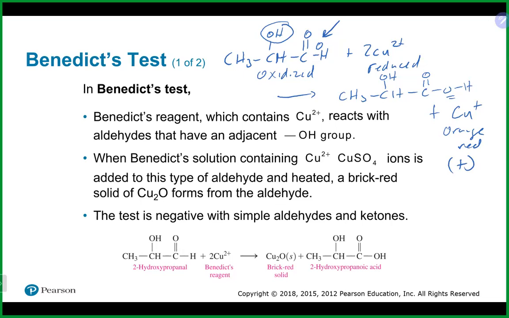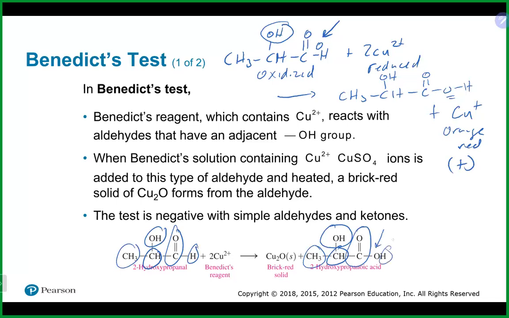Just insert the O there at the end, and that will then turn it into the carboxylic acid. Nothing else will change. It'll look exactly the same. As you can see here, there's a CH3, CH3, there's a CH, there's a CH, there's an OH, there's an OH, there's a carbon-oxygen double bond, there's an H.